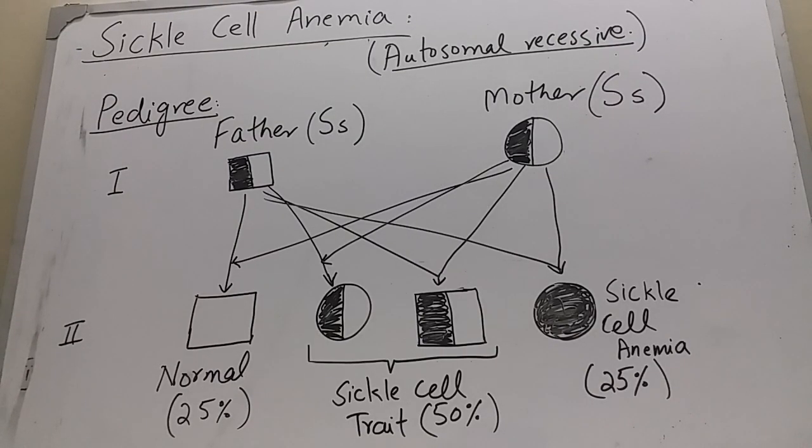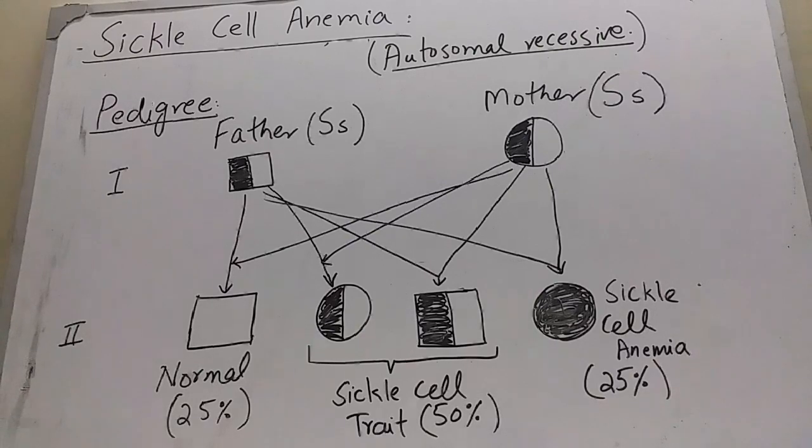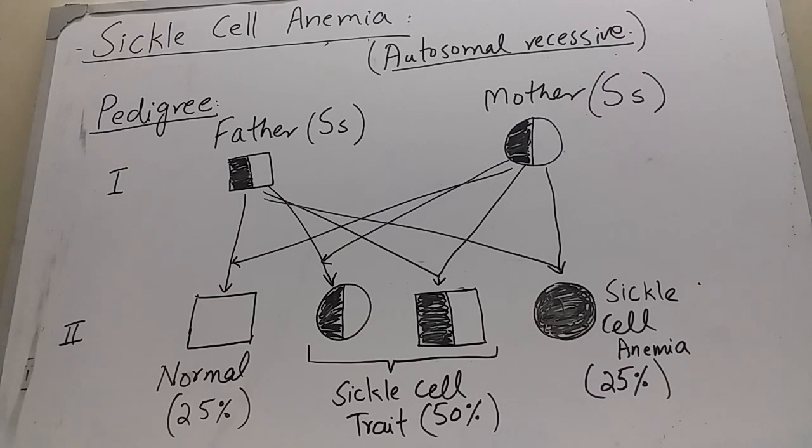Next is about a pedigree. We are studying a case. Suppose we are studying two parents, and both have the sickle cell trait. Sickle cell trait means both the parents have one normal gene and one mutated gene. It is shown in the diagram.